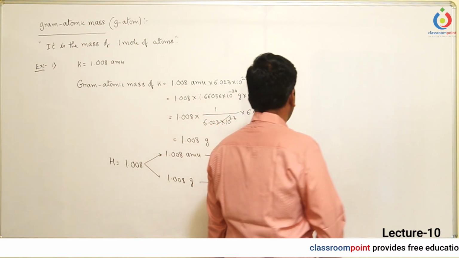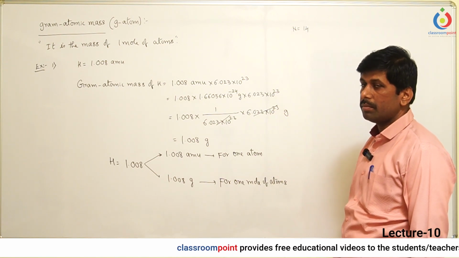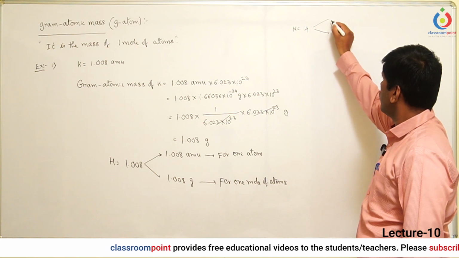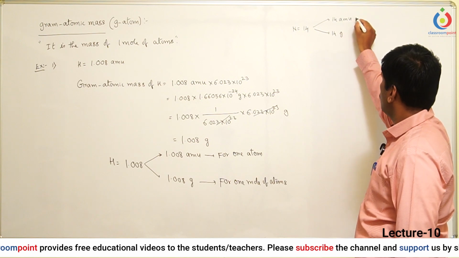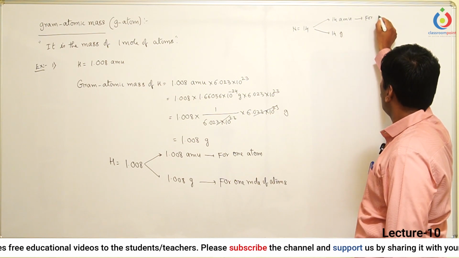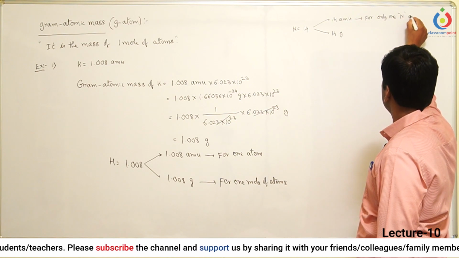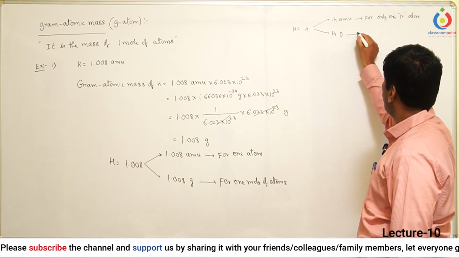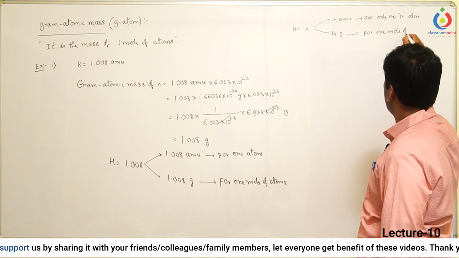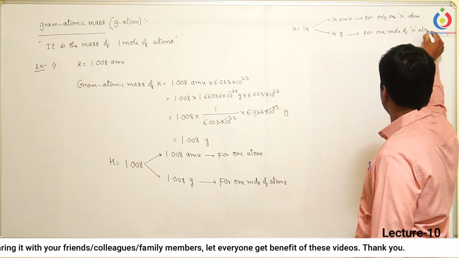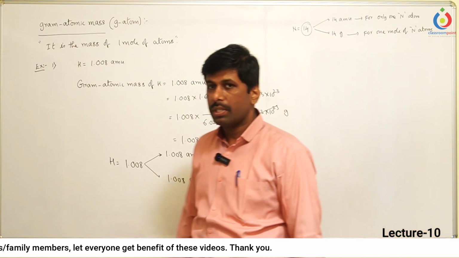Similarly, let us take nitrogen also. Nitrogen atomic mass we write as 14. Here again we can write 14 AMU and 14 grams. 14 AMU means it is for only one nitrogen atom. And 14 grams means it is for 1 mole of nitrogen atoms. So the starting number is the same, but the way we represent it differs.